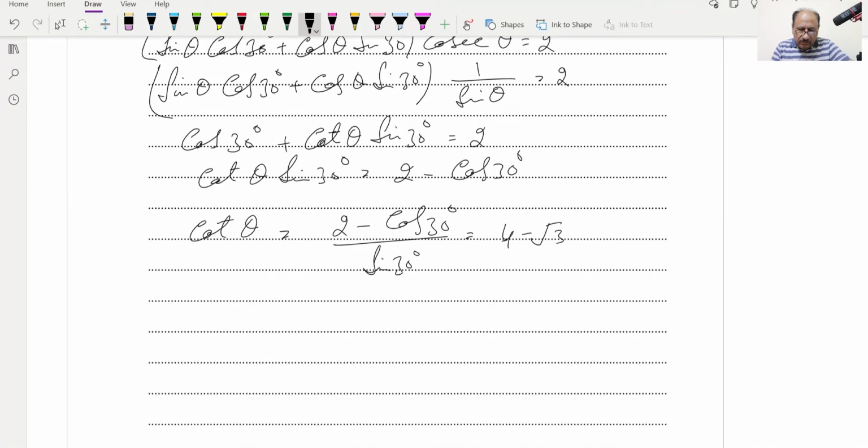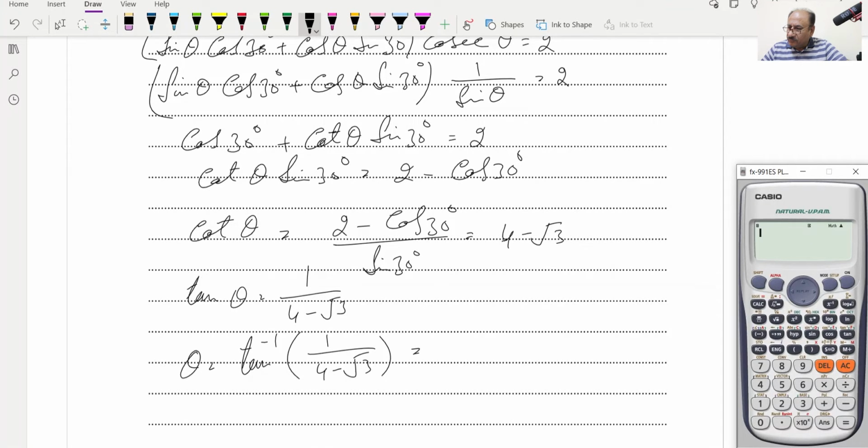So the inverse of cotangent theta, we can write the reciprocal, will be tan theta. So tan theta will be equal to 1 over 4 minus under root 3, and theta will be equal to tan inverse of 1 over 4 minus under root 3. We can check this with the calculator: shift tan of 1 over 4 minus square root of 3, bracket closed, and this will be equal to 23.79.